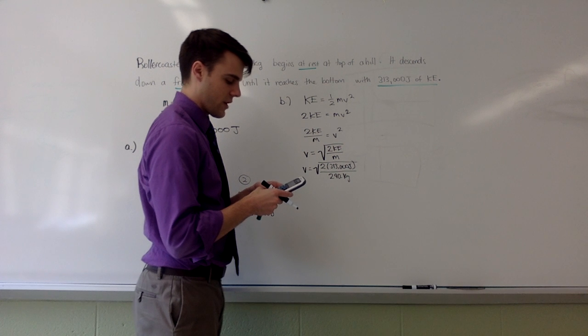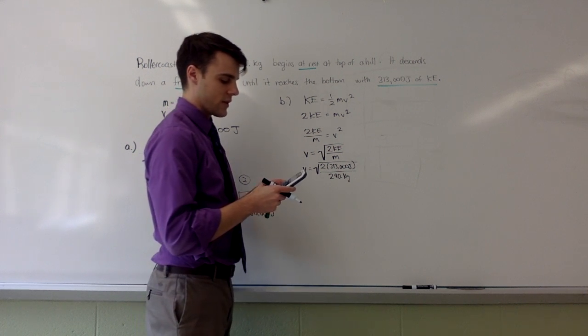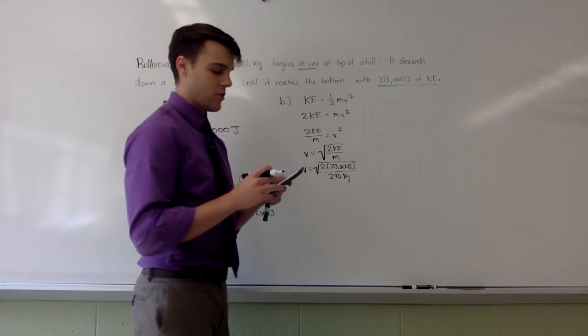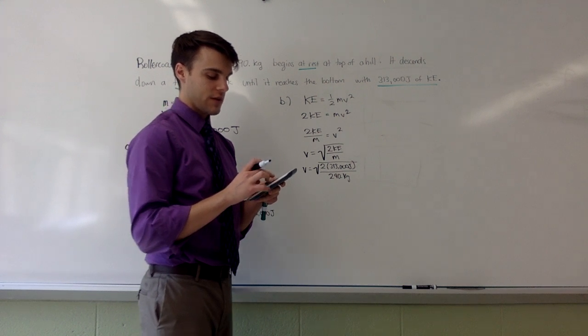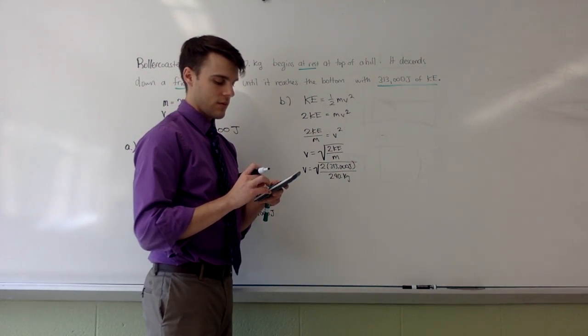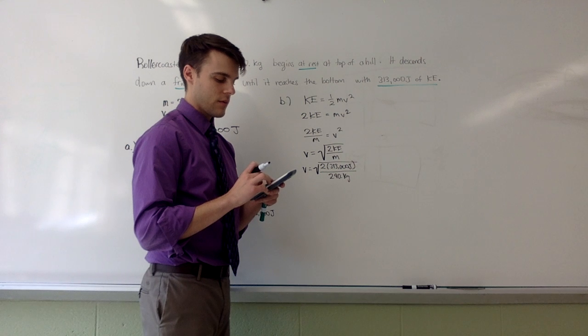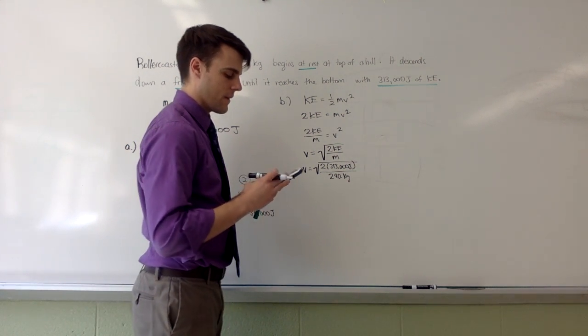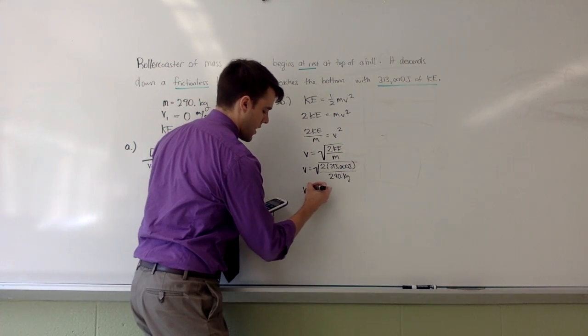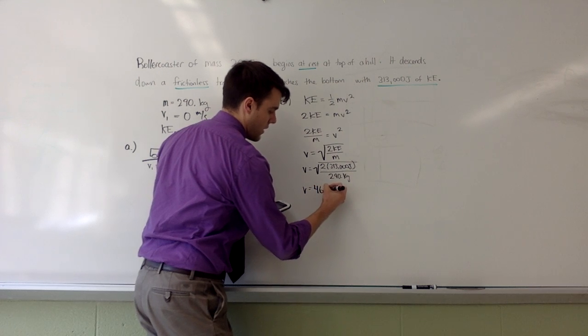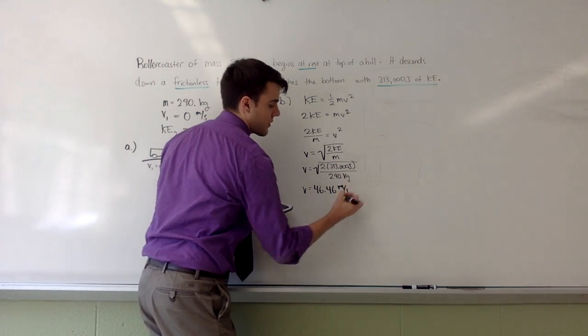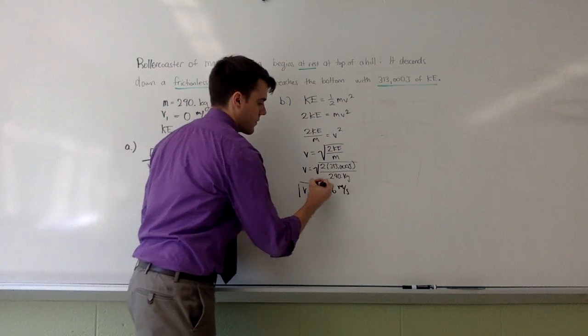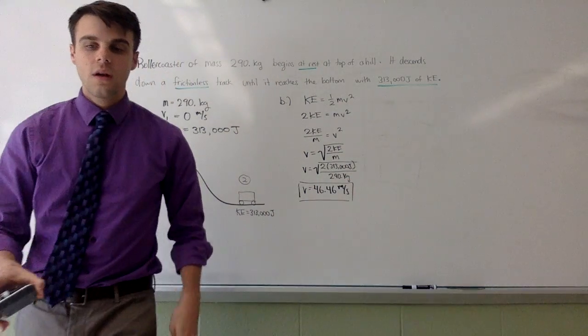So, 2,158.62069. Make sure you close parentheses if you used any parentheses. And so I get a final velocity of 46.46 meters per second. That's the answer to part B.